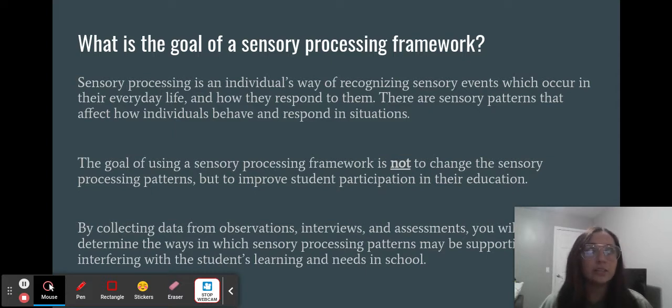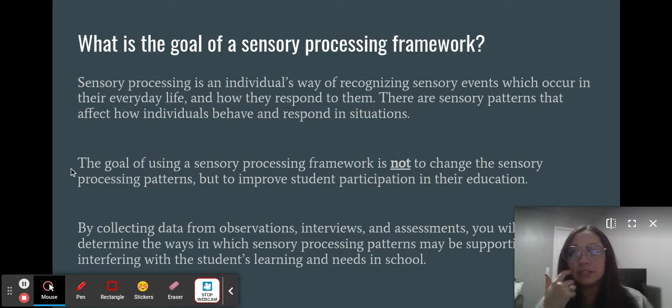So this could look like maybe your student rocking in their chair or fidgeting with a pencil. This could look like them chewing on maybe their shirt in different situations or covering their ears when they are in loud environments like an auditorium or the lunchroom.